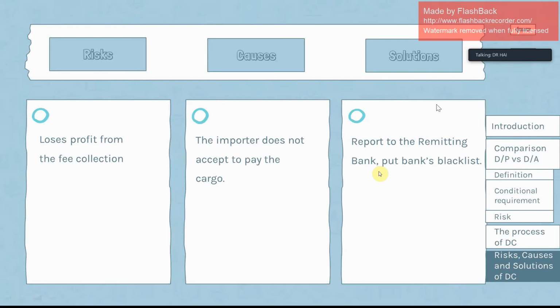Yeah, I have talked about 4 risks, so we'll now continue with the next one, which is about when the importer does not accept to pay for the cargo. Some reasons could be that they have found another exporter or they have found problems in the documents, so the bank loses the profit from the fee collection. To deal with this, the collecting bank should report to the remitting bank and put that importer on the bank blacklist to never have this situation again.